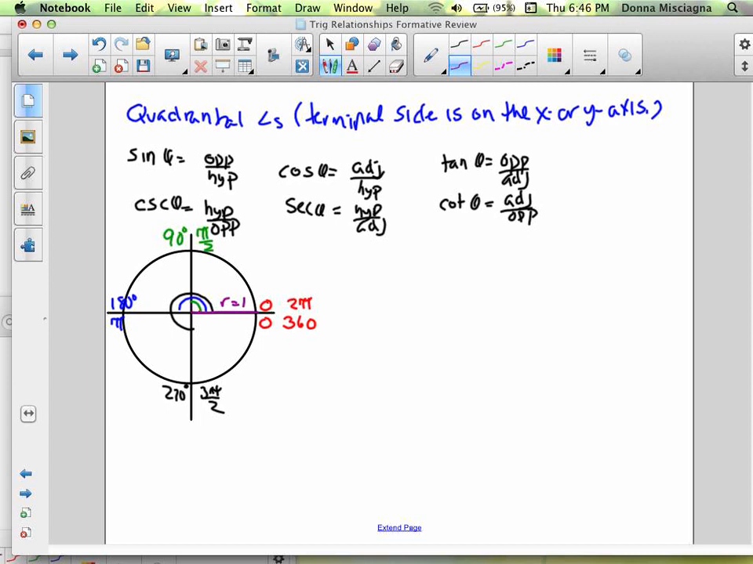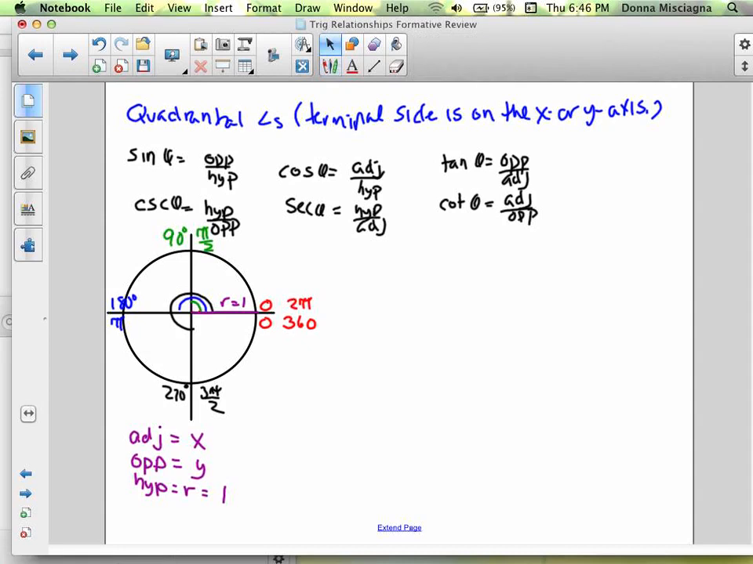So remember that the opposite side, actually let's start with the adjacent side. The adjacent side is always x. The opposite side is always y. And the hypotenuse, which is known as r, is going to be 1. Right? We're on a unit circle with a radius of 1. So let's write down the values. Let's write down the point for each of these locations on the unit circle.